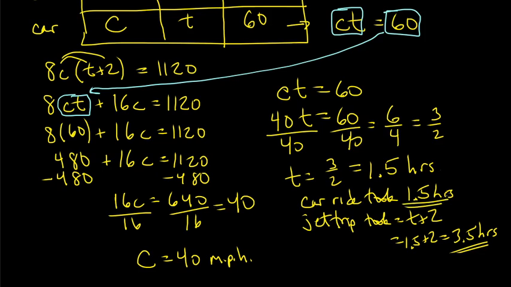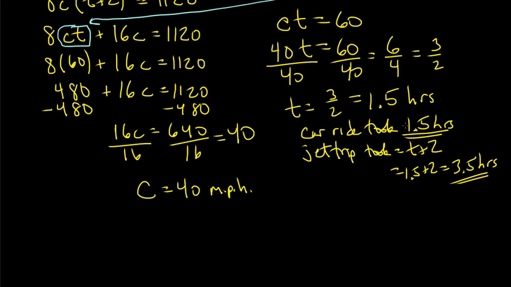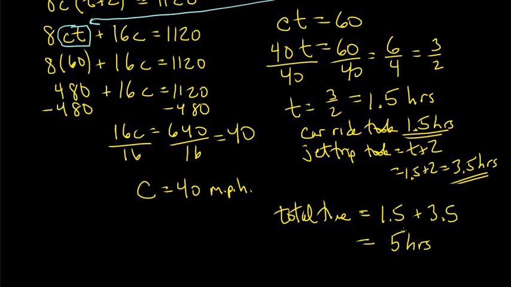The car ride took 1.5 hours. So the total time for the whole trip is the car time, 1.5 hours, plus the jet time, 3.5 hours. I think that's 5 hours.